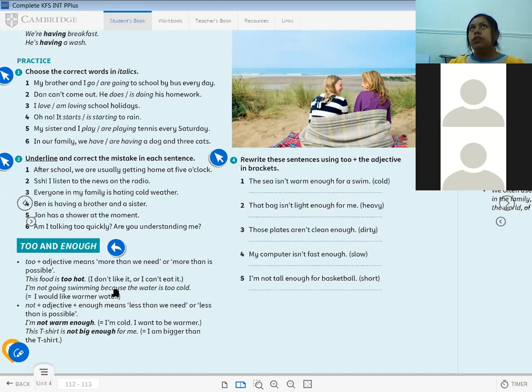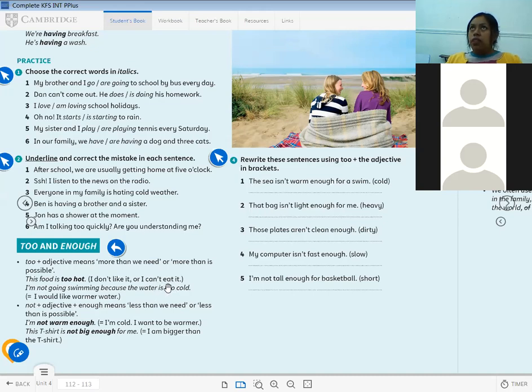What's the meaning of the sentence? No iré a nadar porque el agua es muy fría. Okay, for this word, we use a very specific word. One is much, as it says here, more than we need or more than is possible. What word do you think it is?